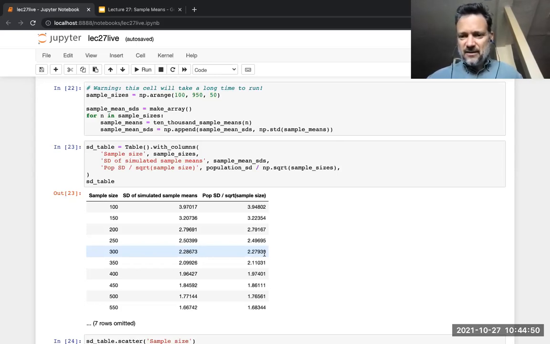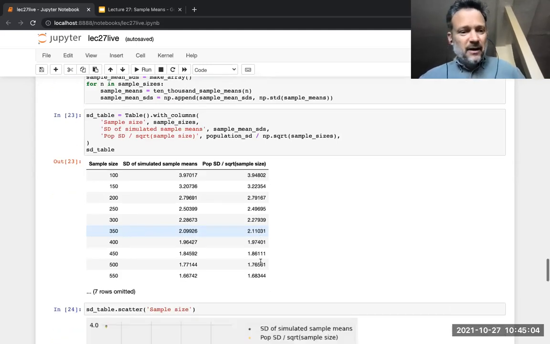Good. Very close. Very good. Very close. Like 3.97, 3.94, that's pretty close. Or if we look down here, 2.0, well, 2.1 and 2.11, that's quite close.